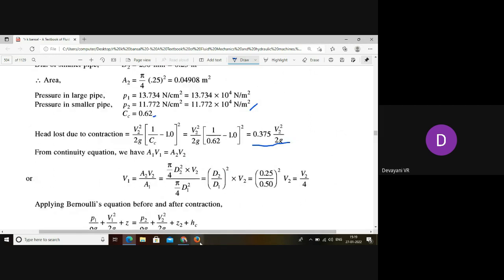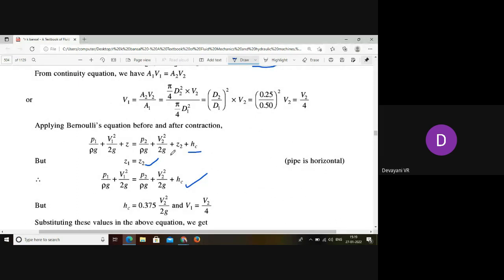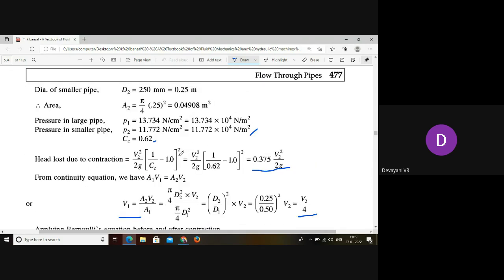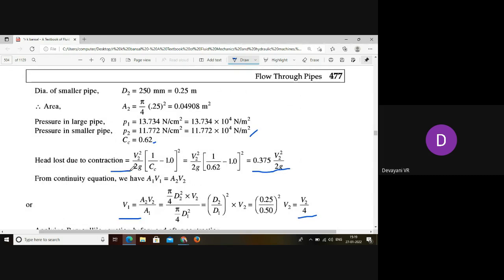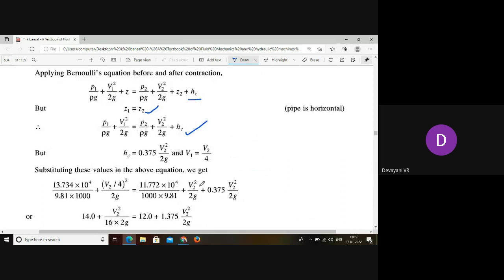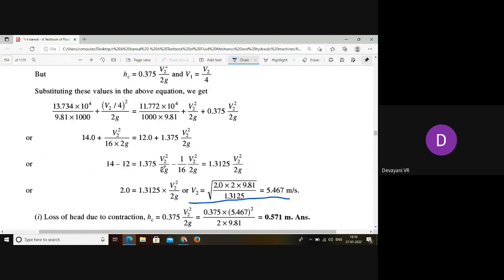So here what we did is, this is our Bernoulli's equation, and in this Bernoulli's equation we have substituted the value for V1. V1 is equal to V2 by 4, and also we have substituted Hc is equal to 0.375 V2 square by 2g. So we have brought all the values in terms of velocity at section 2. So now simplifying these values, we can get V2 as 5.467 meters per second.